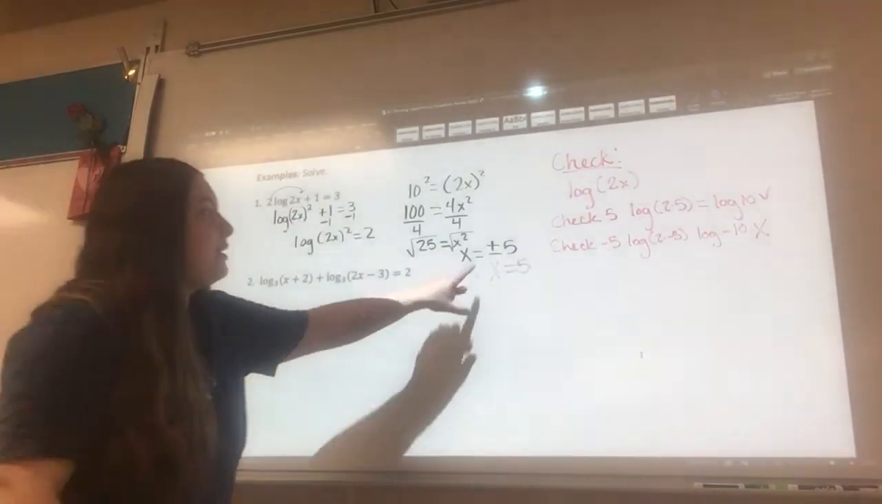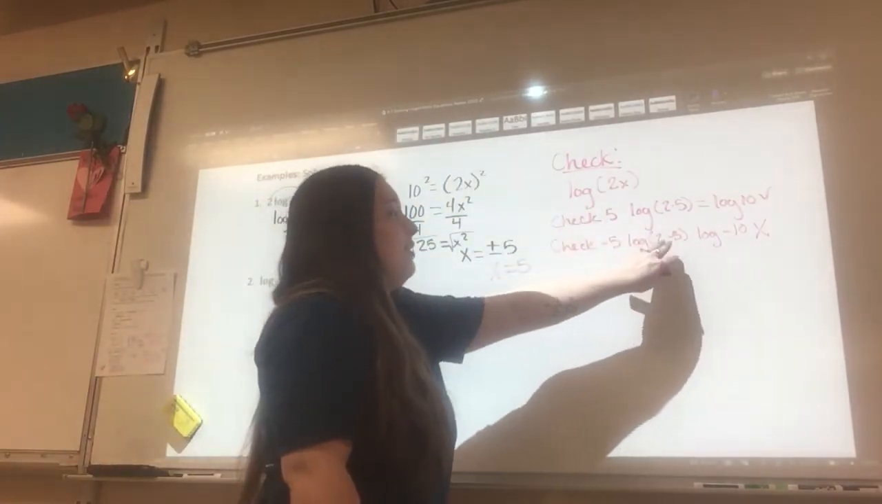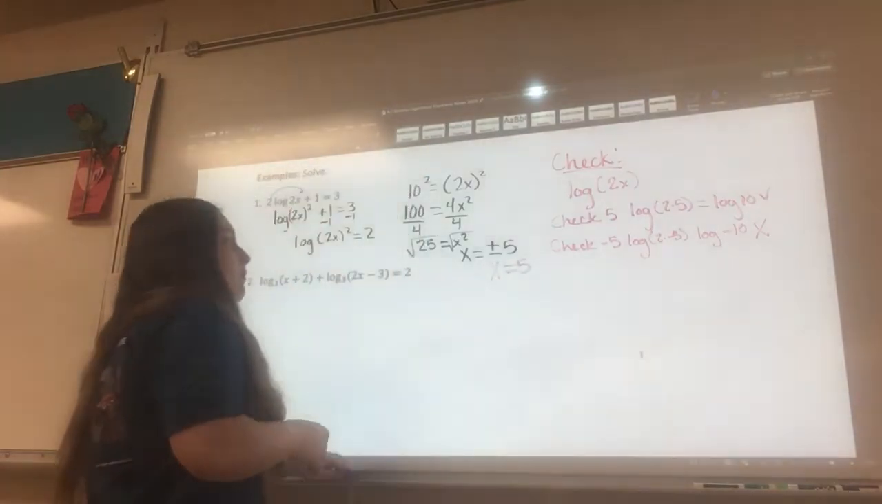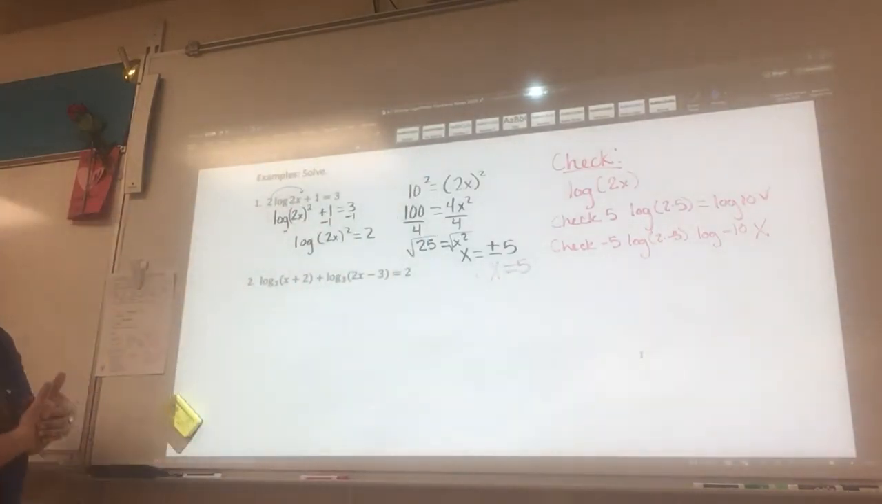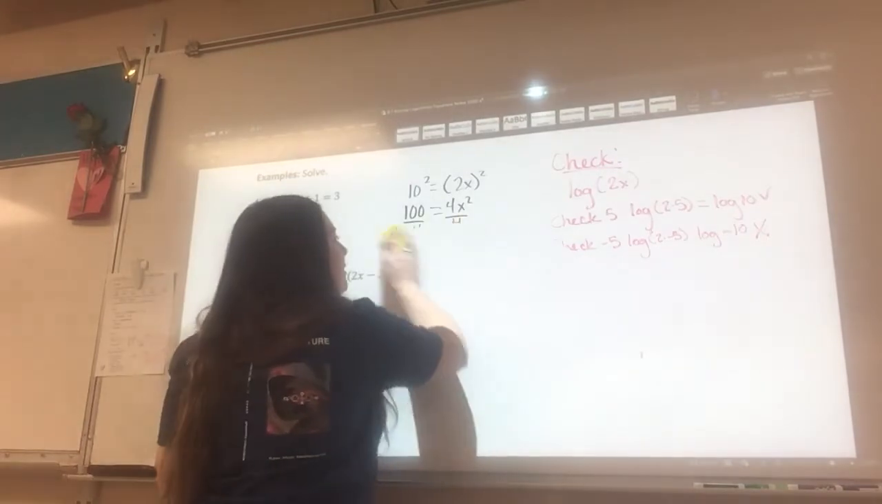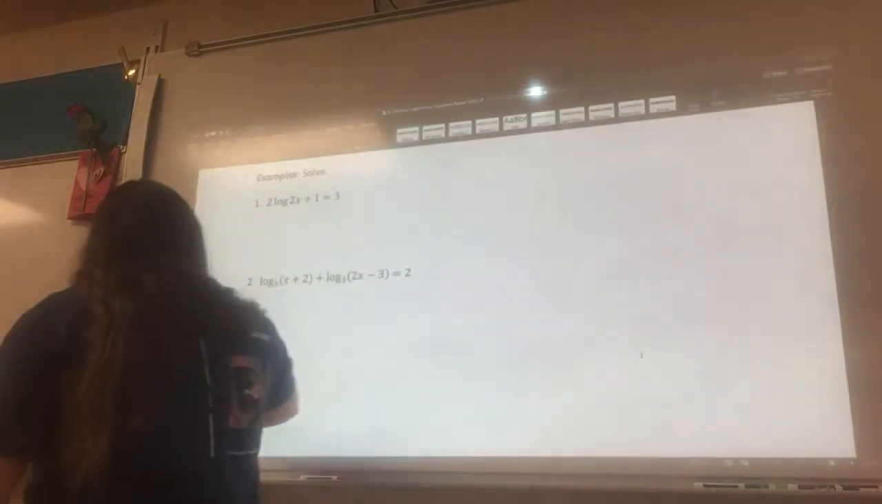So we know it can't be negative 5 because when we plug it back in, the logarithm inside becomes negative. We cannot have that happen. If you feel confident after our first example, please go ahead and start number 2. We are going to be manipulating it, then isolating, and doing exactly what we just did.